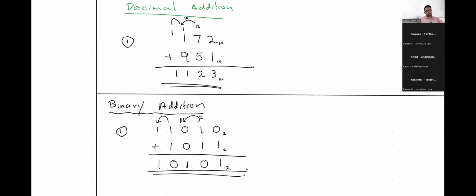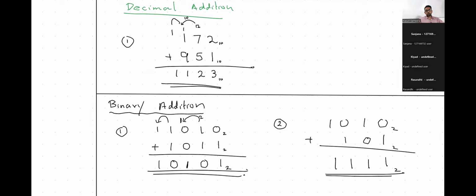My second question: 1 0 1 0 0, wait, 1 0 1. How to add these two numbers in binary? 0 plus 1 is 1. 1 plus 0 is 1. No problem. 0 plus 1 is 1. 1 plus nothing is 1. No issues. We can represent this number. Got it?